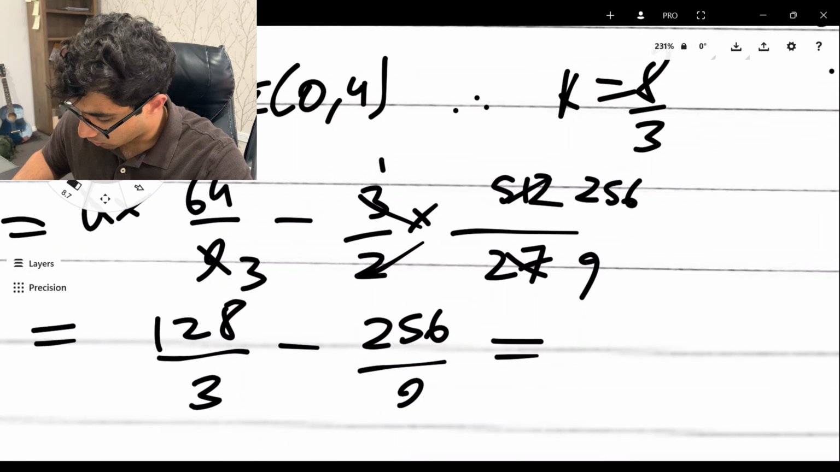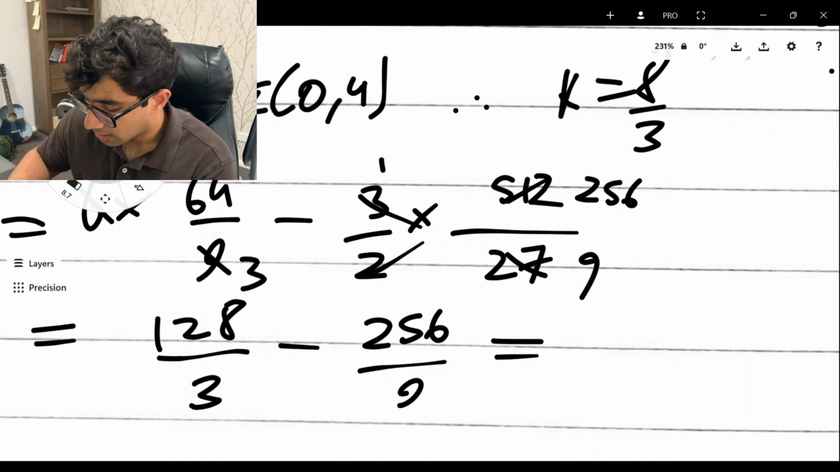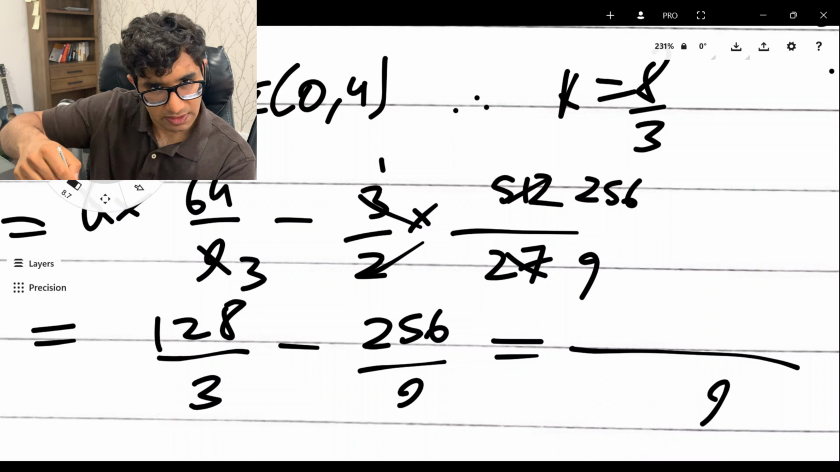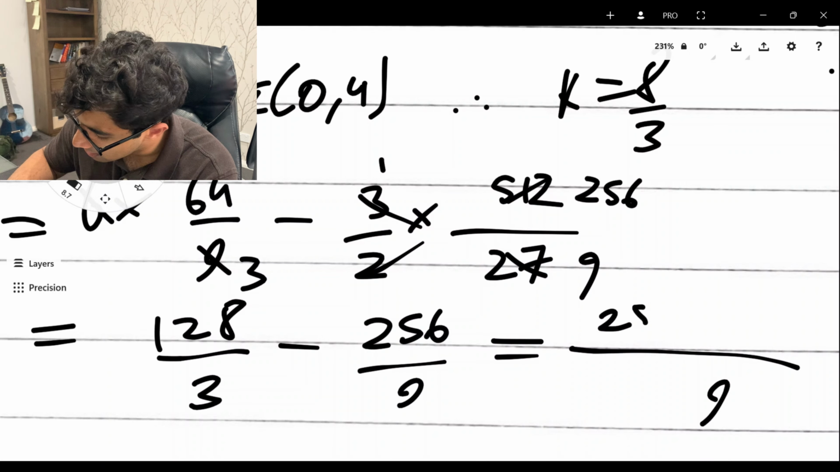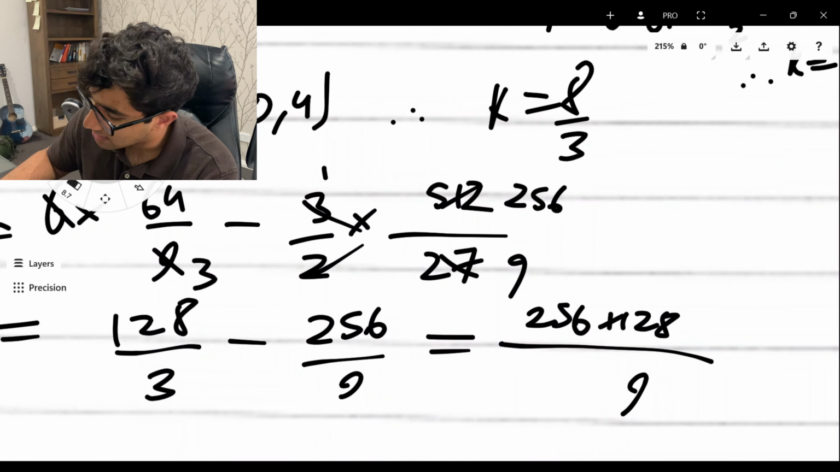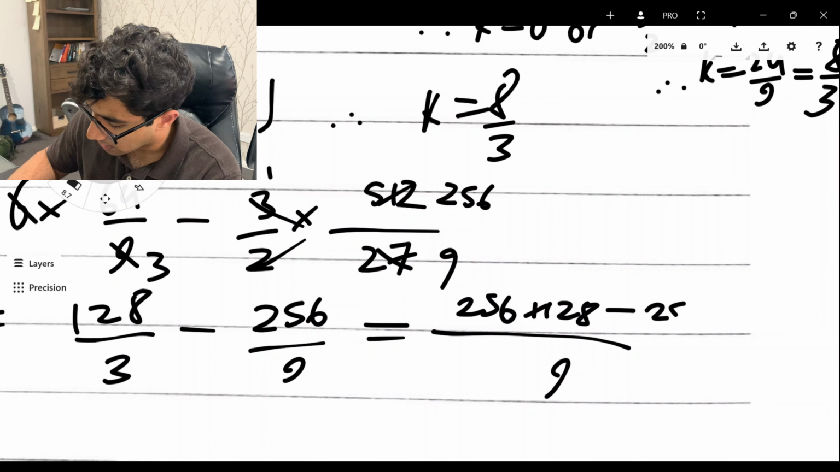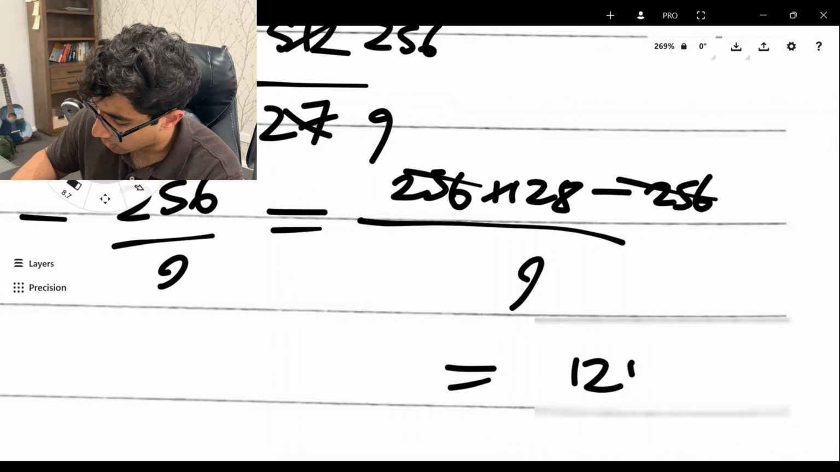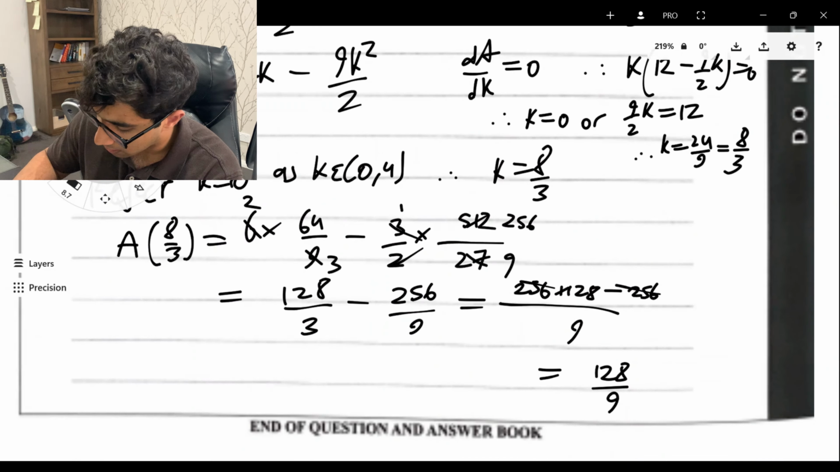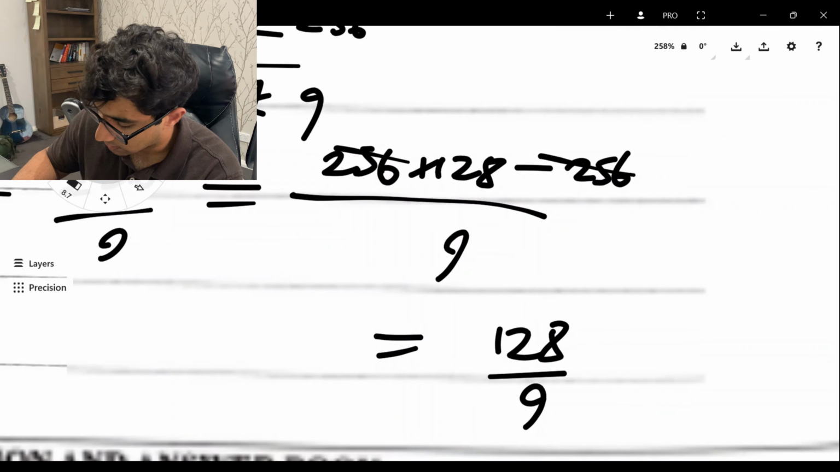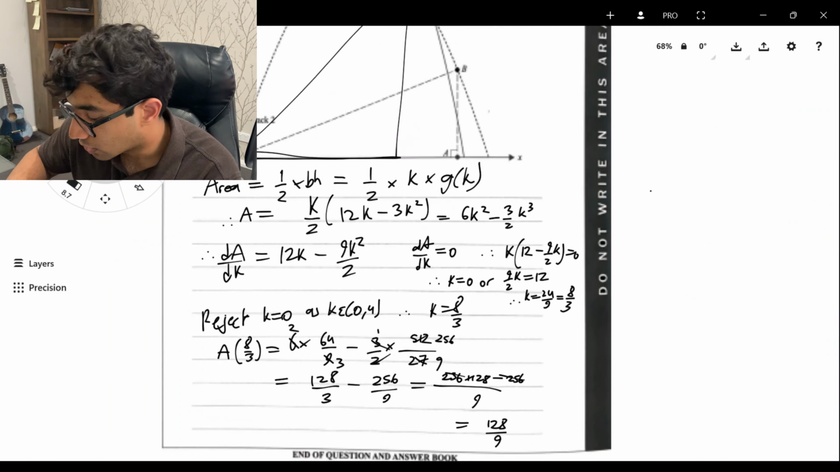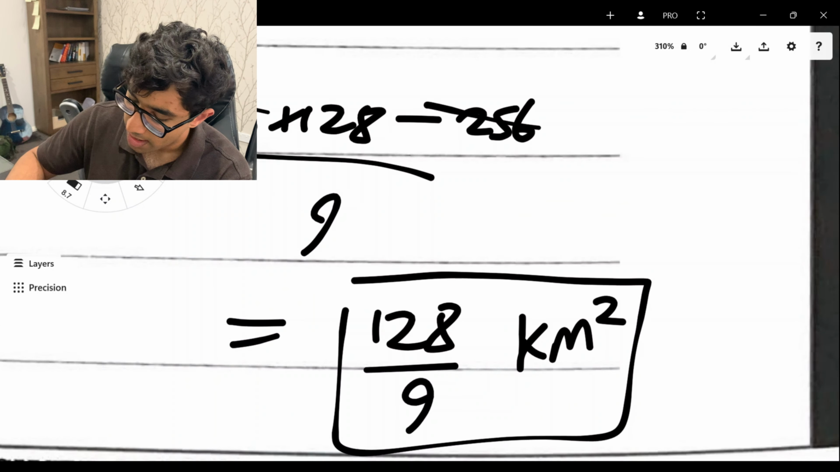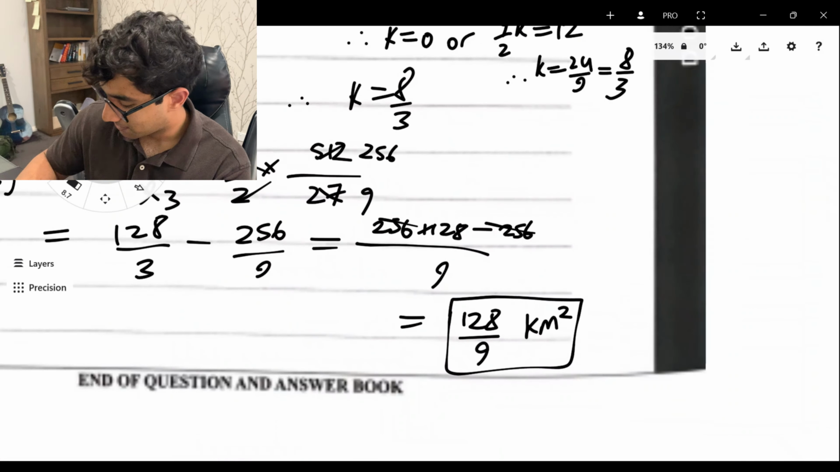So we can multiply that by 3 now. We have 3 times 128, divided by 9 everything. 3 times 128 is 256 plus 128, if you think about it. Subtracting 256, these will cancel out, and that's going to give you 128 over 9. What units did they say? They said kilometers squared. So 128 over 9 kilometers squared, and that would be your final answer.